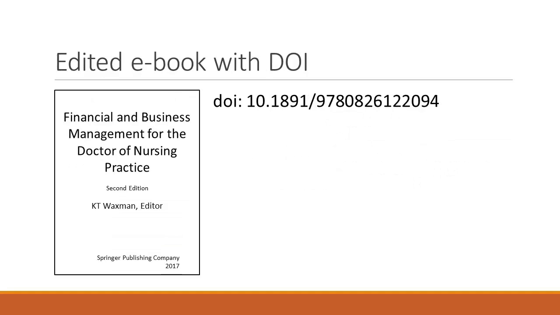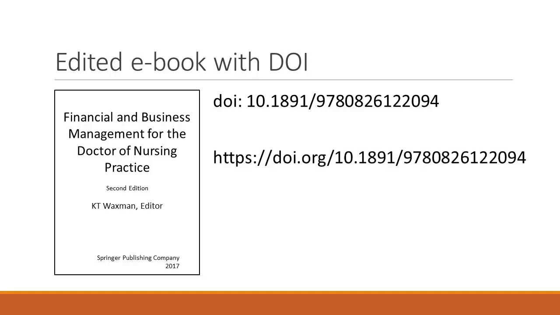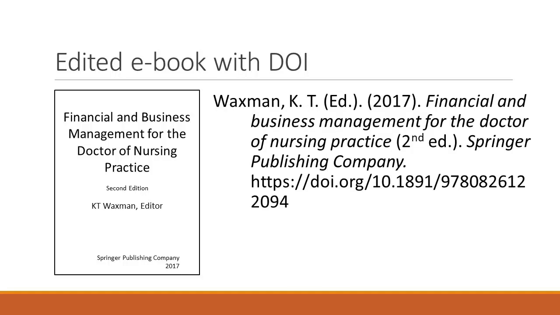If you're reading an ebook instead of a print book, your book may have a digital object identifier, or a DOI. If so, the DOI will appear after the publisher's information. You should write the DOI formatted as a hyperlink. The correct citation for this edited ebook would look like this.